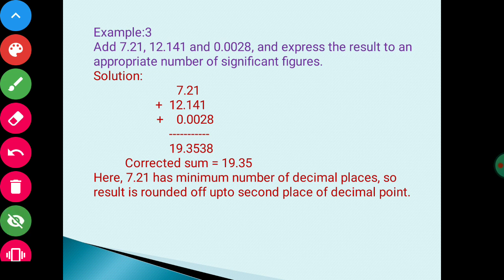See, here only up to 2 decimal places. So the result should be up to 2 decimal places only. So add these 3 numbers, 7.21, 12.141, 0.0028. So the sum is 19.3538. But after the decimal point 4 digits are there, and you have to round off up to 2 places only. So the corrected sum is 19.35. Here 7.21 has the minimum number of decimal places, so the result is rounded off up to the second place of the decimal point.